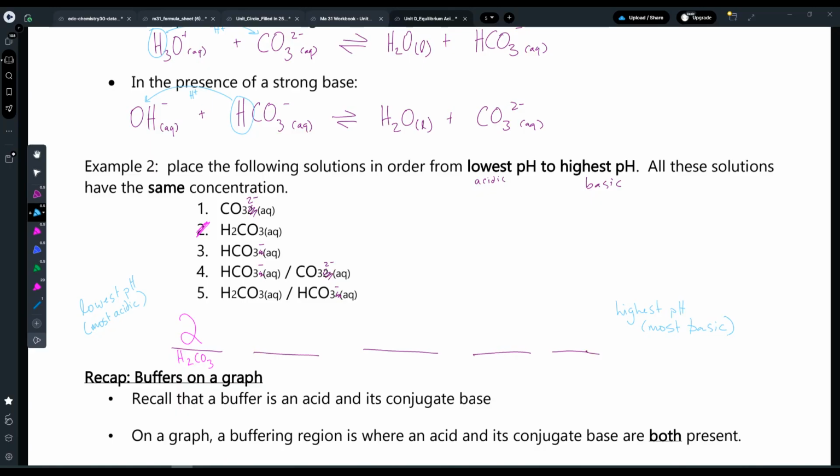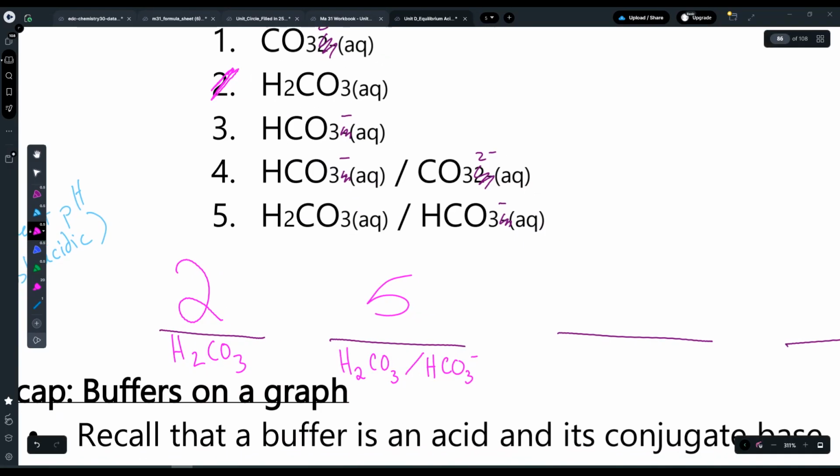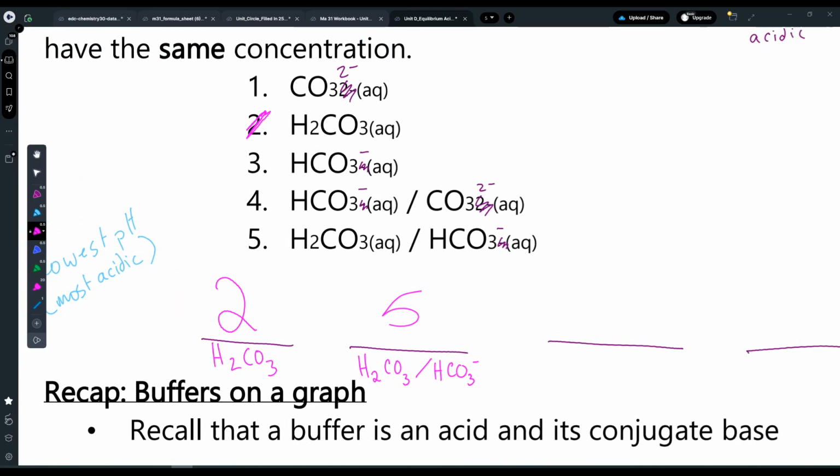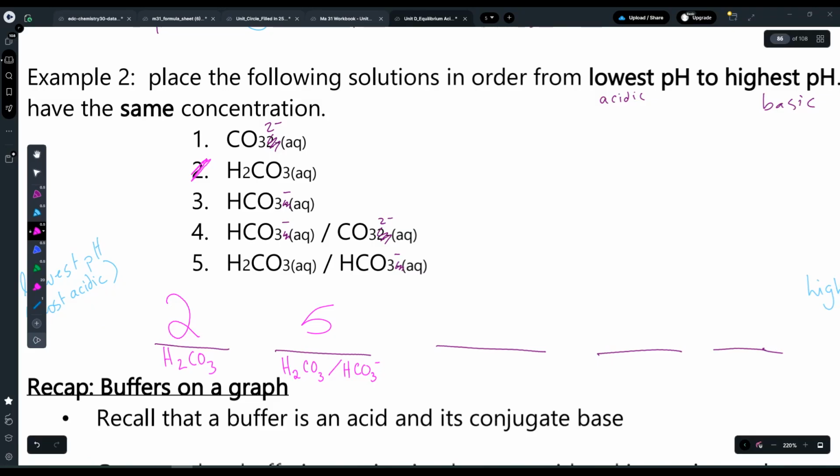Okay, so looking at the rest of our options here, the next solution that's going to be the second most acidic is going to be the one that's got carbonic acid mixed in with its conjugate base. So that's going to be option number 5. Okay, so the reason being is because we don't have just purely carbonic acid, but we still have 2 substances that are acidic. Although hydrogen carbonate ions could act as an acid or a base, because it's paired with an acid, this solution will be like the second most acidic one. Not as acidic as carbonic acid, but still acidic enough.